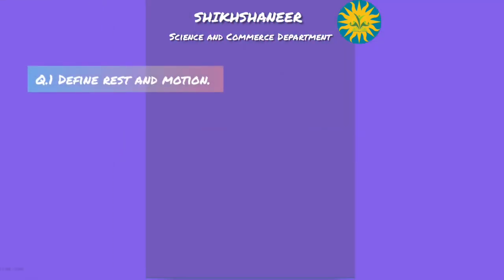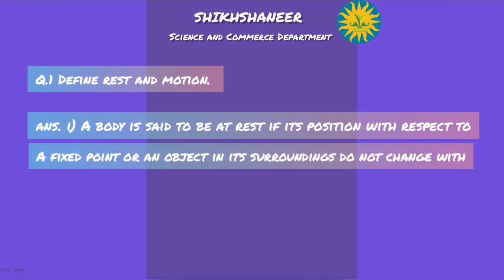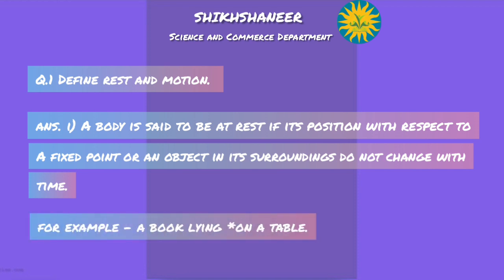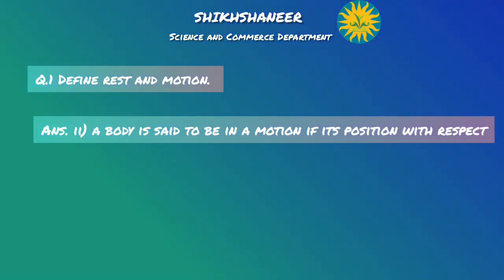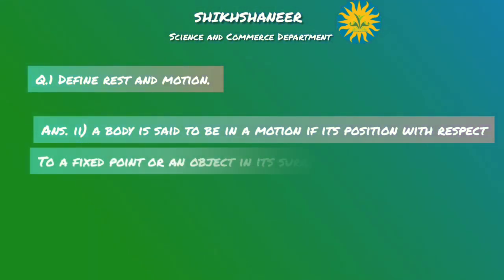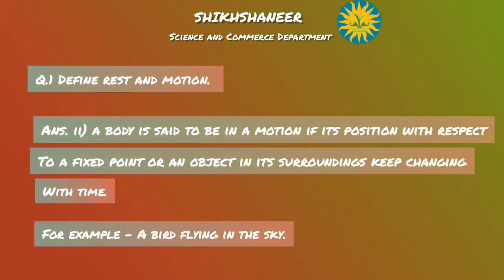Define rest and motion. A body is said to be at rest if its position with respect to a fixed point or an object in its surroundings does not change with time. For example, a book lying on a table. A body is said to be in motion if its position with respect to a fixed point or an object in its surroundings keeps changing with time. Example, a bird flying in the sky.